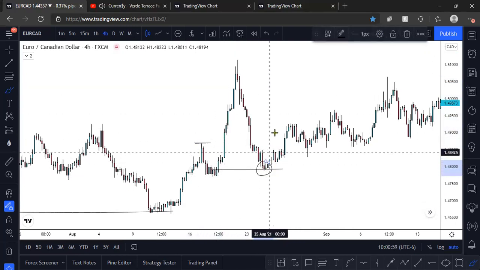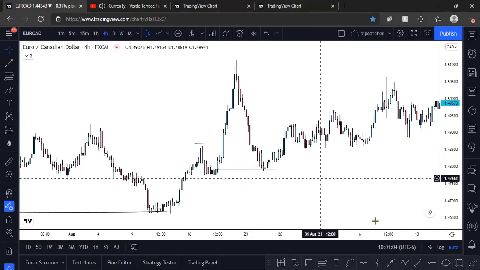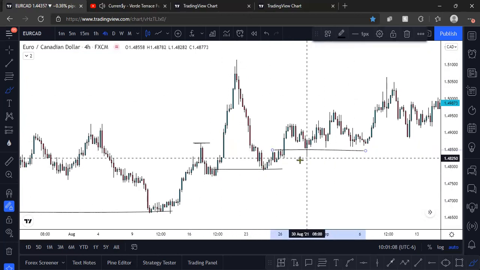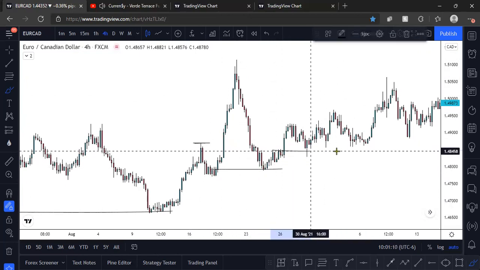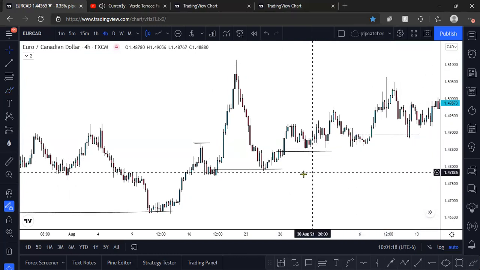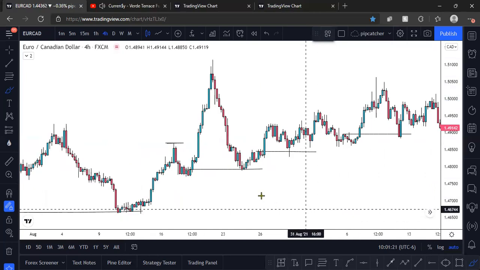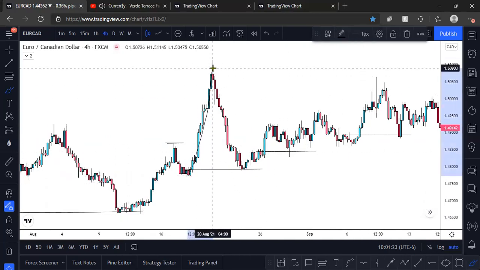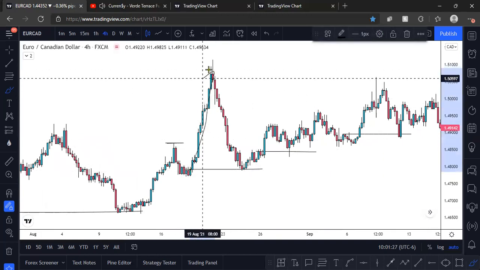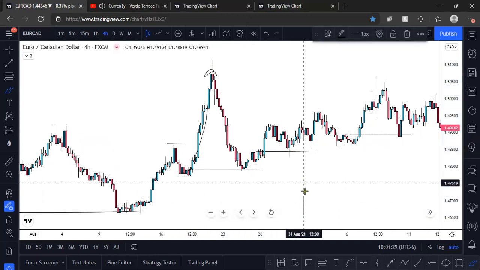If you're in the mentorship group, I sent out a picture of impulse and corrections the other day. You can study that just to get a refresher on your memory. But you see this demand zone right here, strong break of structure to the upside, correct? Strong break of structure to the upside.